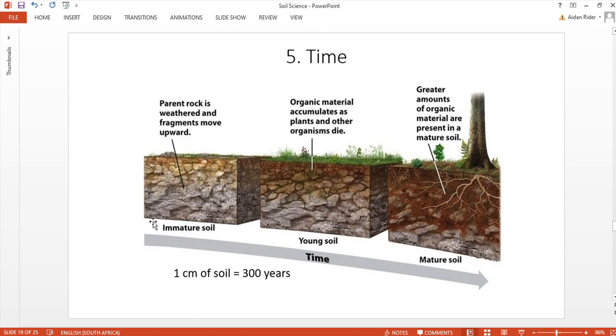And everything happens over a long piece of time, and generally in the southern hemisphere where we are, in South Africa, as soon as 1 centimeter of soil has formed, it takes about 300 years. So it doesn't happen overnight. It takes 300 years for 1 centimeter of soil to form.